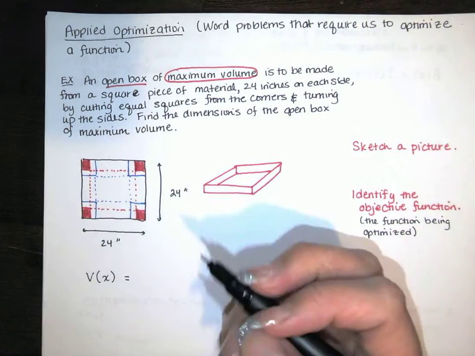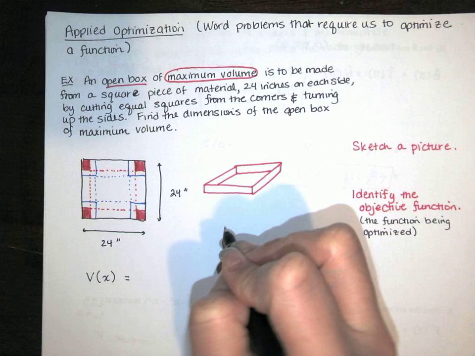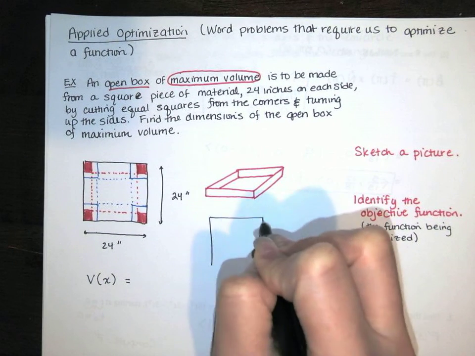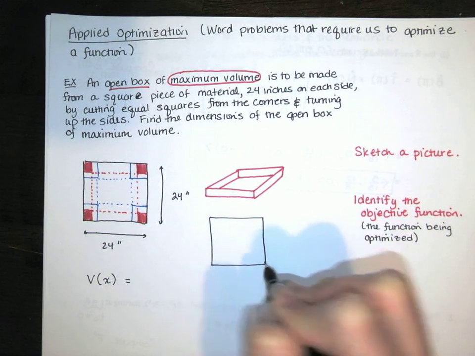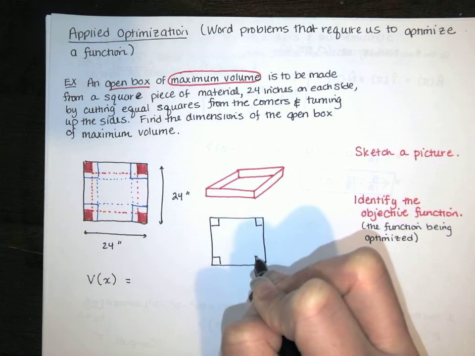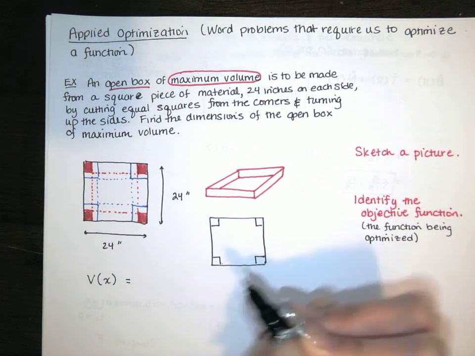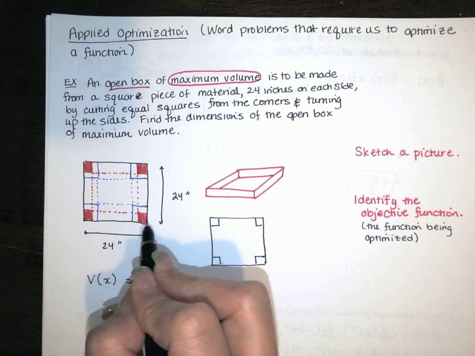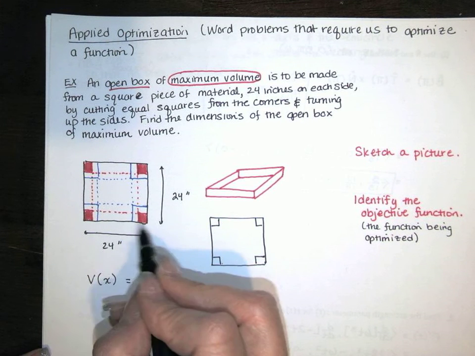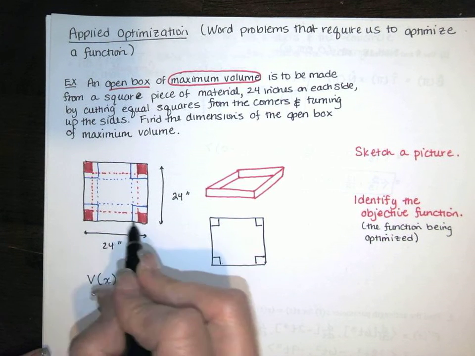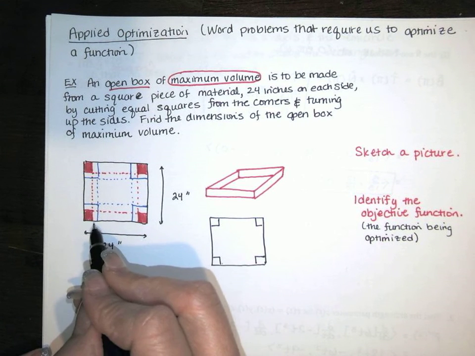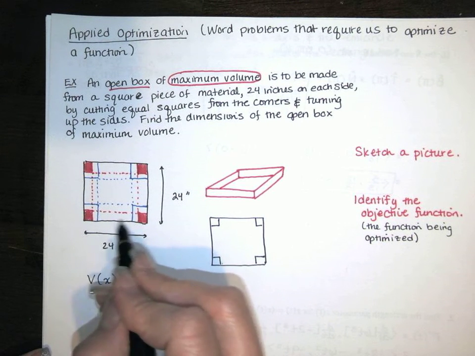Actually, I don't think that picture is going to be very useful with all those blue lines on it now. Let's draw that piece of paper over here. We're taking out the corners. But the problem is I really don't know how large that size is. This could be 1 inch, and I could take out 1 inch over here and 1 inch over here, and I'd be left with 22 inches for this side.